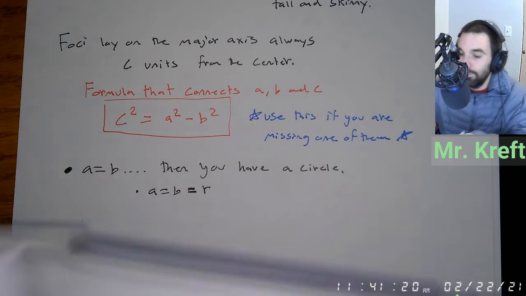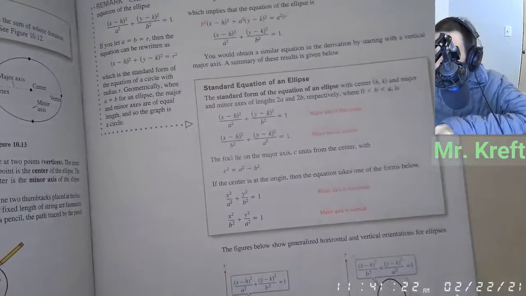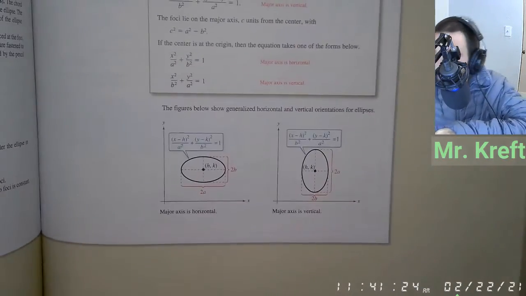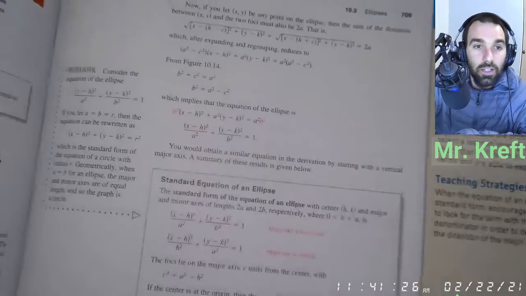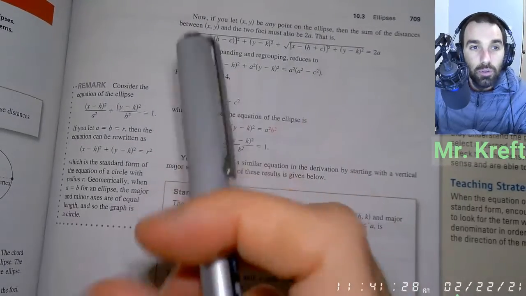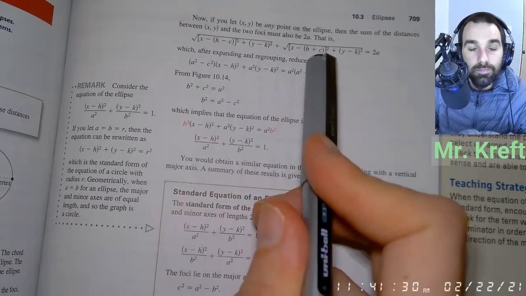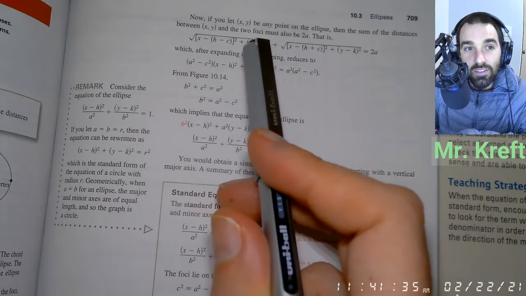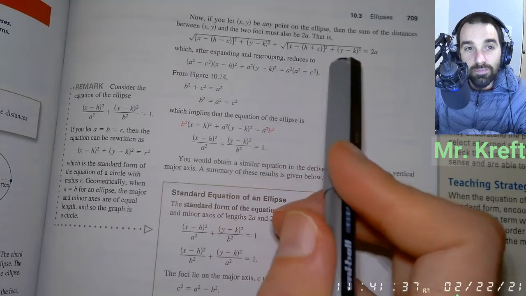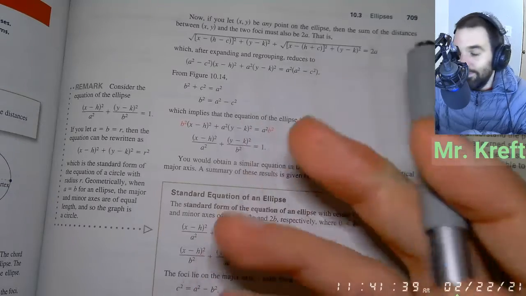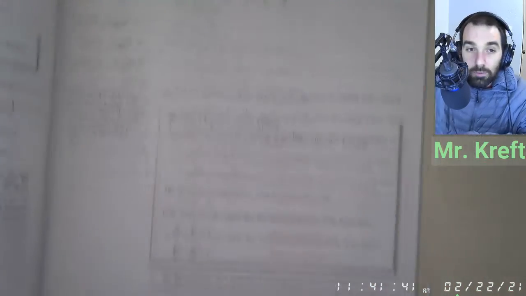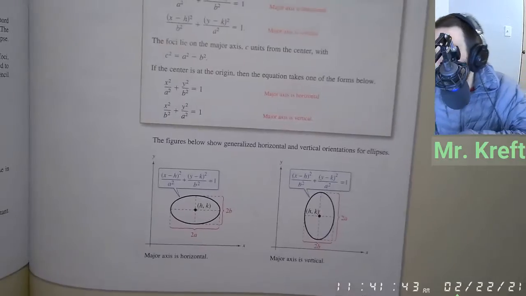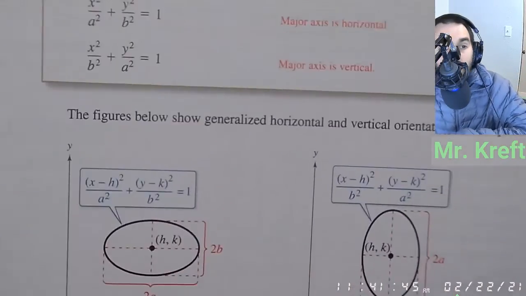Okay. And just really quickly, I want to show you some pictures. Here's the proof, by the way, that I was talking about in the book. So they just set everything, right? Hey, this is the sum of the distances to the two foci, which will also be 2a, right? And then they solve for a. That's all they're doing. Okay. But what I really wanted to show you was this down here. This is what I'm talking about.